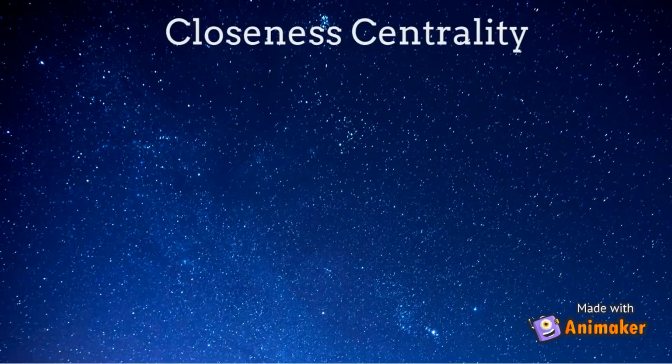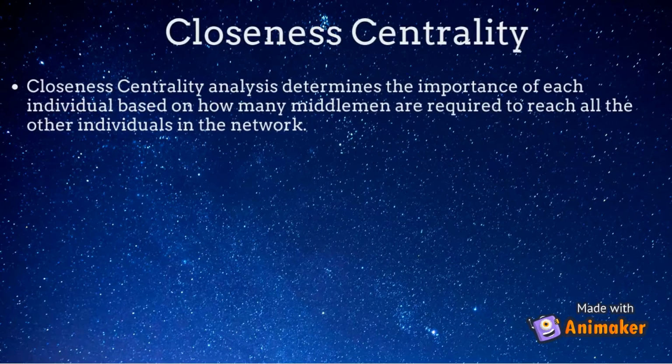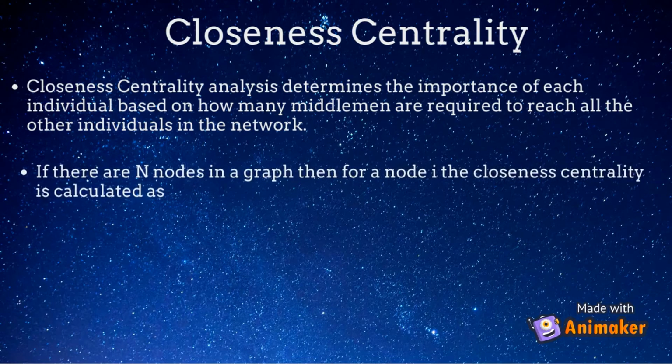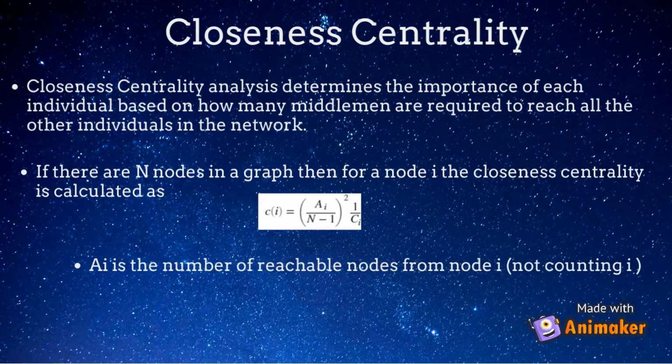Closeness centrality. Closeness centrality analysis determines the importance of each individual based on how many middlemen are required to reach all the other individuals in the network. If there are N nodes in a graph, then for a node I the closeness centrality is calculated as A_I over N, where A_I is the number of reachable nodes from node I, not counting I, and N is the number of nodes in the graph.